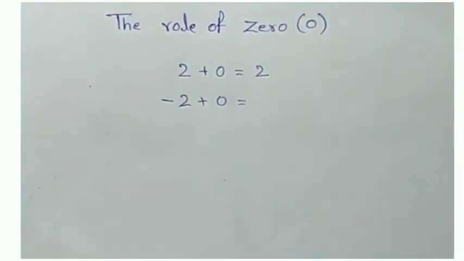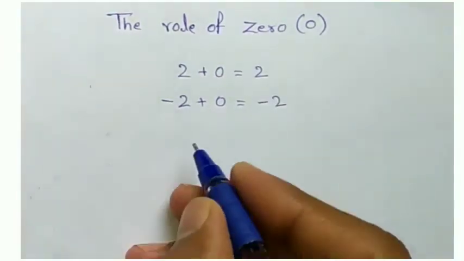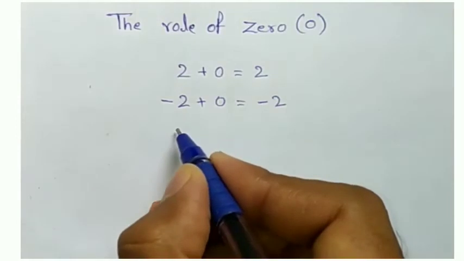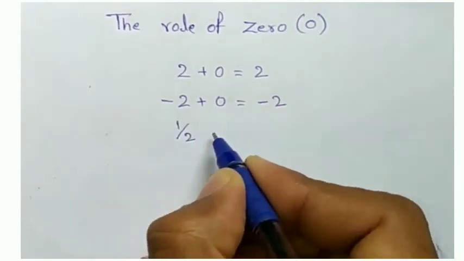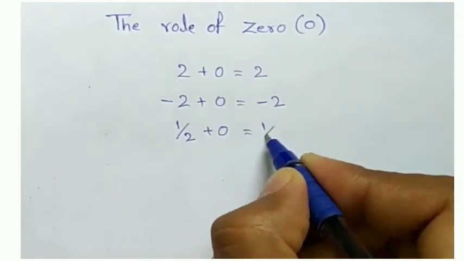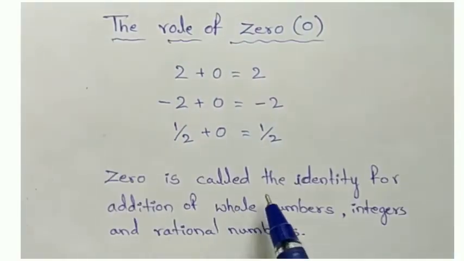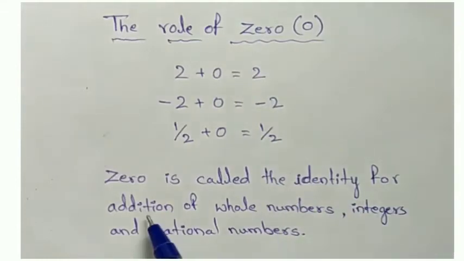Here you will get minus 2 only. Let's take one rational number, 1 by 2 plus 0. Again we will get 1 by 2 only. That's why 0 is called the identity for addition of whole numbers, integers and rational numbers.